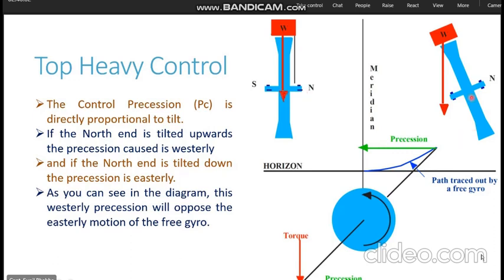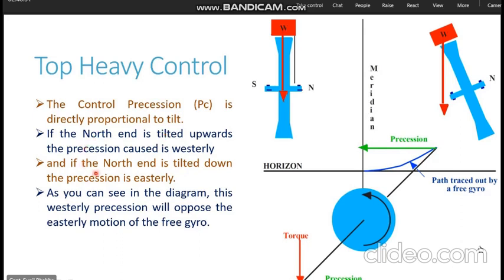Now in this diagram, you see an upward tilt of the north end of the spin axis, with the weight acting downwards on the south end. And if you come back to this diagram now, weight acting downwards on the south end generates an easterly precession in the south end of the spin axis, and at the same time generates a westerly precession in the north end of the spin axis.